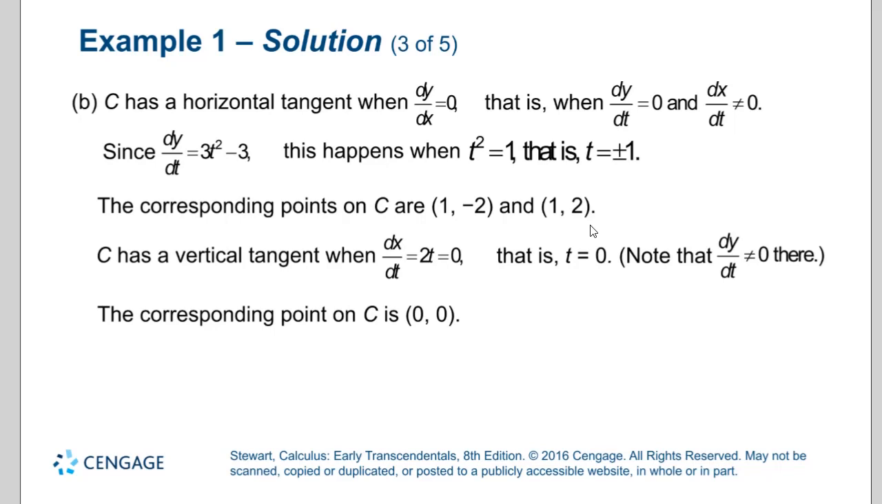If I plug that into the other one, dy over dt, I do not get 0. So that is going to give me a vertical tangent. And when I plug 0 into both of my original equations, I get the point (0, 0). So this function has a vertical tangent at (0, 0).